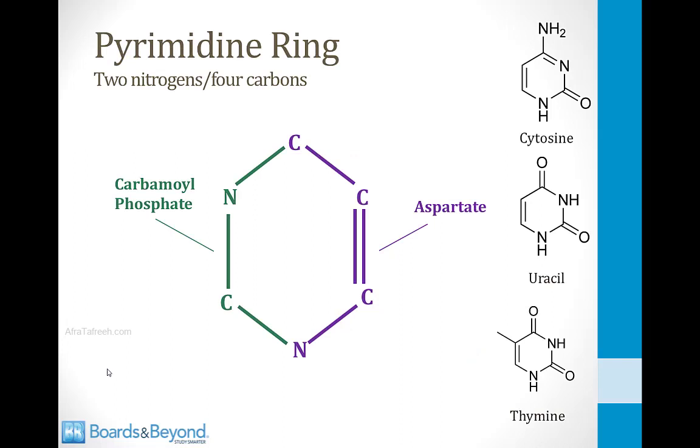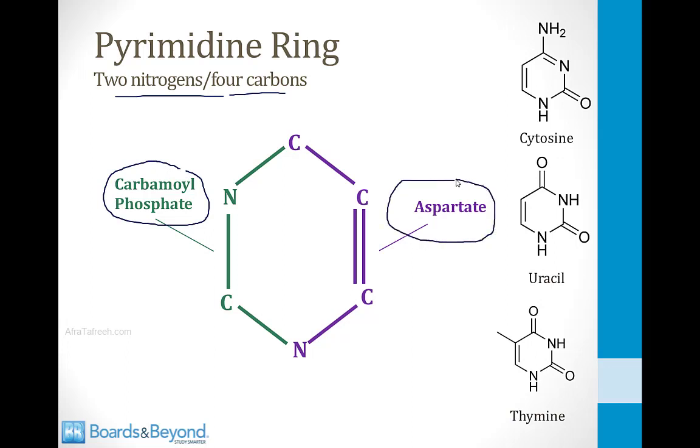All of the pyrimidine rings are made up of 6 molecules, 2 nitrogens, and 4 carbons, and they like you to know the source of those molecules for your boards. So basically half of the ring comes from carbamoyl phosphate and the other half comes from the amino acid aspartate, which is added in the step where orotic acid is synthesized.